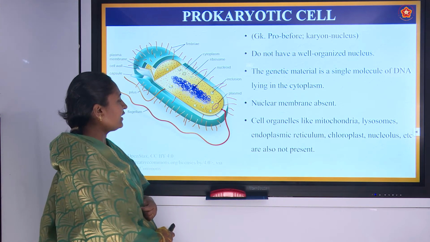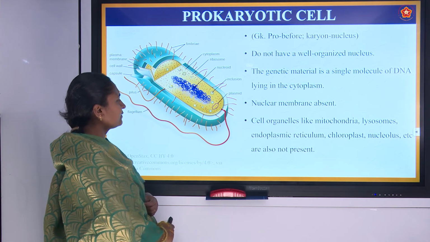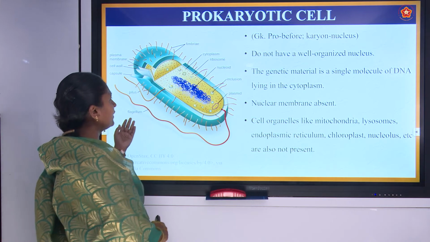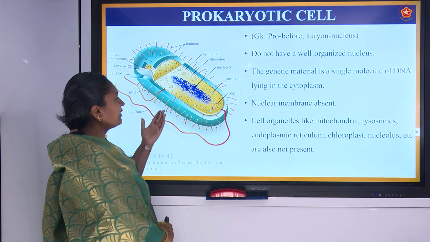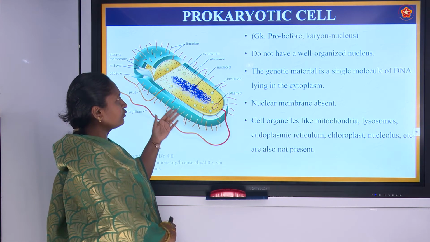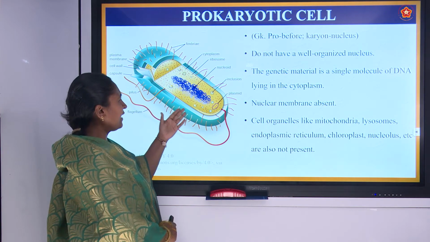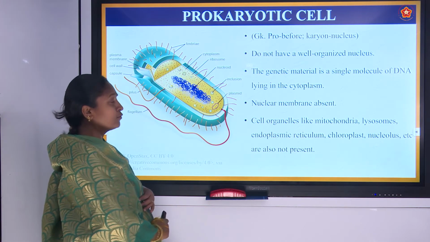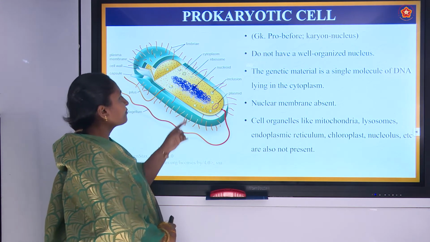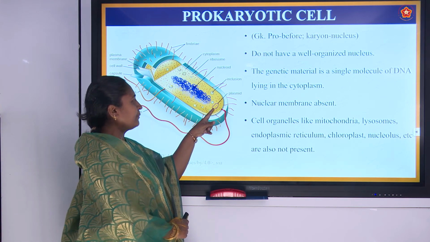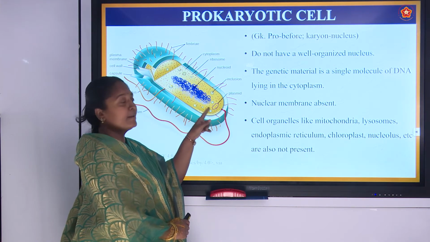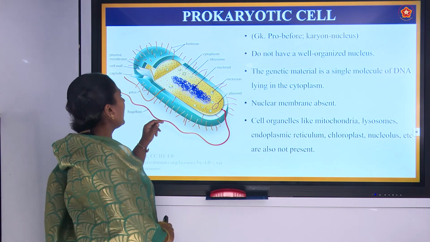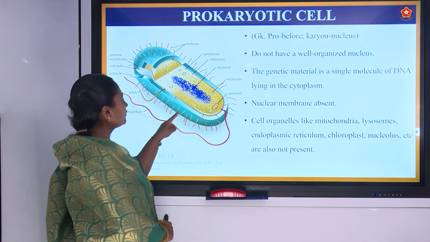You can see the cell is very simple, the cell membrane is there, otherwise it has various other things present. It needs something to do protein synthesis, so ribosomes are present, and it has some food material which is stored, those inclusion bodies we can see. Apart from the genetic material, we can see plasmid which is present. Plasmid is an extra chromosomal material that is also present.